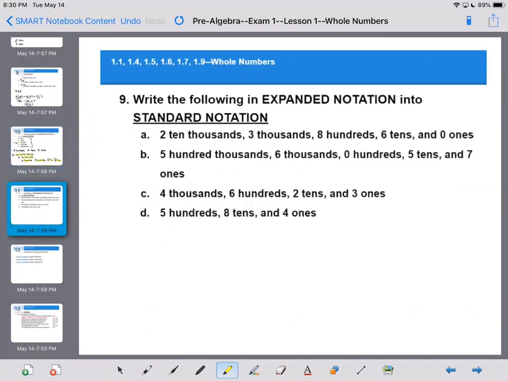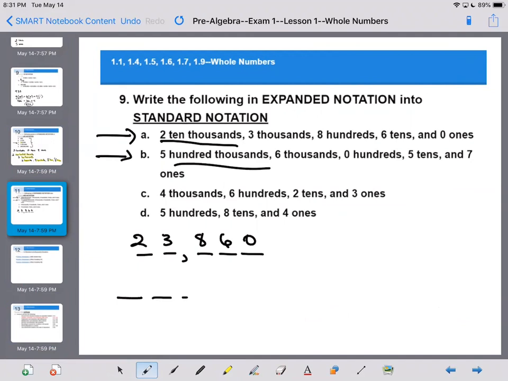Here we're starting in the expanded notation, and now we just want to write the following in standard notation. We want to write what's in expanded into standard. So we see 2 10,000s. So we know 10,000s. There's your 2 10,000s. I need to see 3 thousands, 8 hundreds, 6 tens, 0 ones. Part B, I see 100,000. So I know that my place value is going to involve 2 periods.